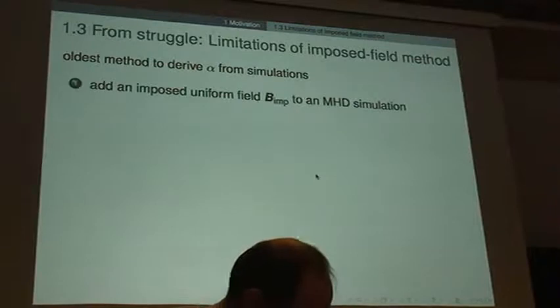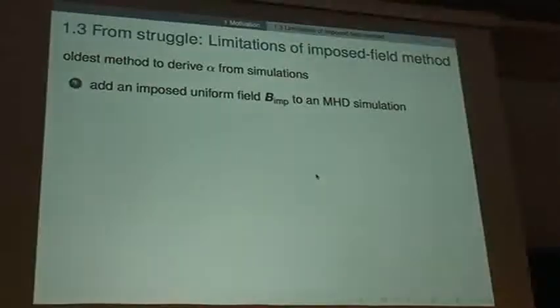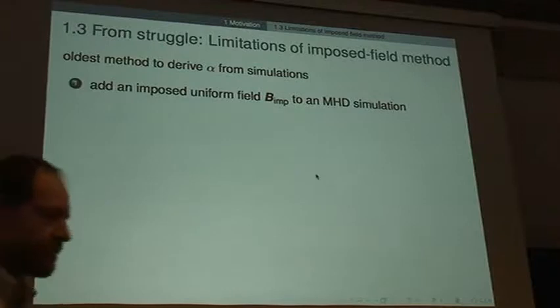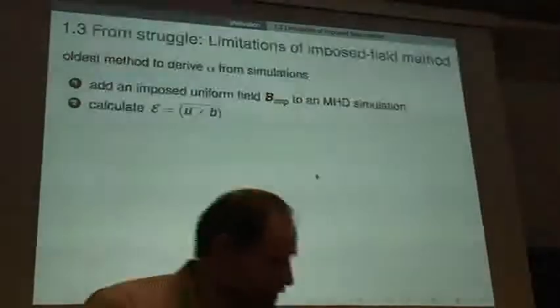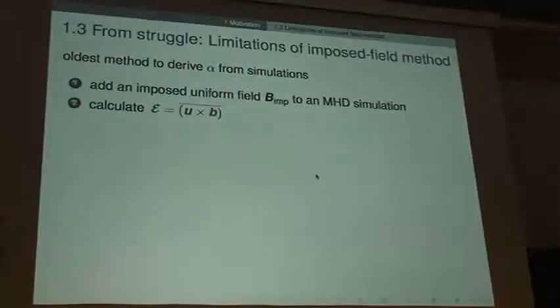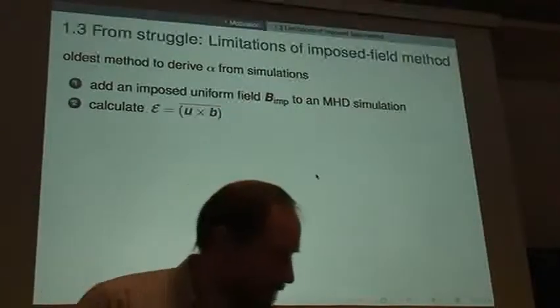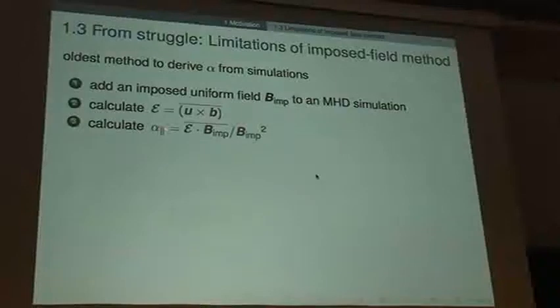This is the first method used for deriving alpha from simulations. It means adding an imposed uniform field to certain MHD simulations, which provides you the fluctuating fields. Then you calculate the mean electromotive force, which can easily be done from the results of the simulation, and then calculate this quantity, which turns out to be the component of the alpha tensor with respect to the parallel direction, the direction parallel to the field.